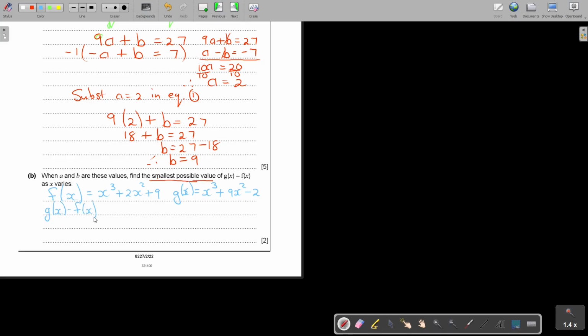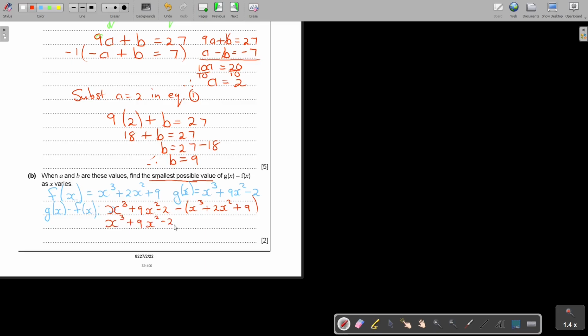I'm going to swap again to red, I see just better. So it's going to be x cubed plus 9x squared minus 2 minus (x cubed plus 2x squared plus 9). And if I simplify this, x cubed, just bring that negative in.